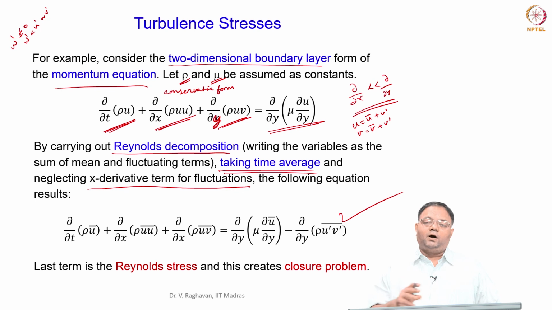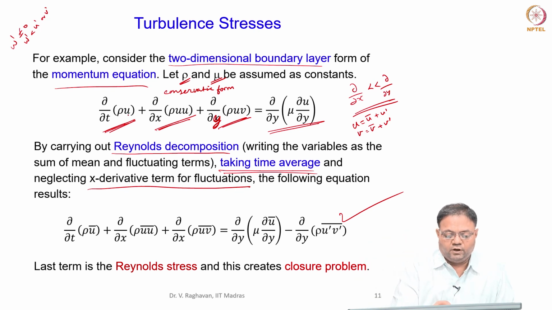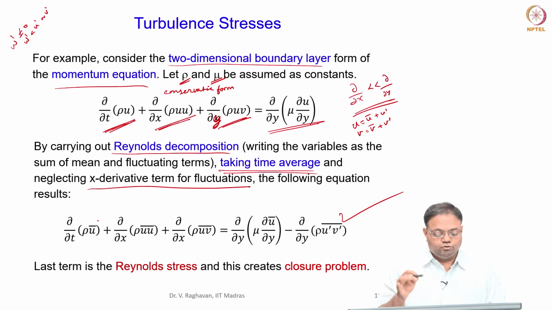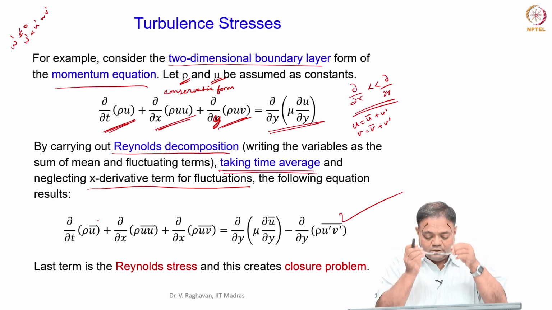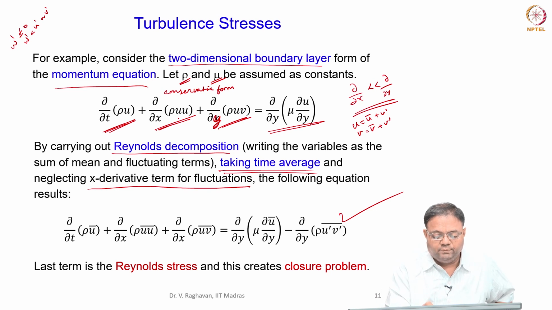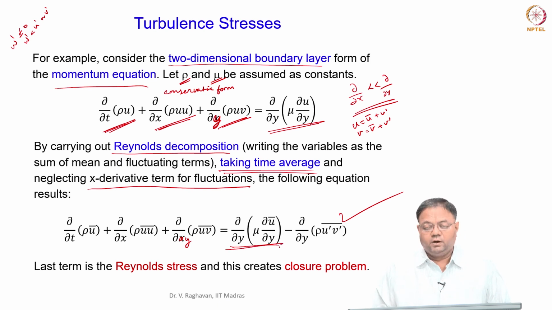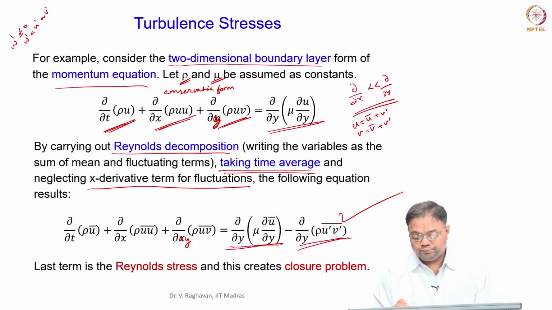So you can see that the overhead bar represents the mean value. So instead of rho u, I write rho u bar. So time derivative of rho u bar plus dou by dou x of rho u u. So it's the same term here, rho u u comes here, and please understand that there will be an additional term which is going to go to the other side basically. Then dou by dou y of rho u v. So here also you get the rho u bar v bar. So that will be equal to the momentum term, that is dou by dou y of mu into dou u by dou y, and the extra term, this is the extra term what we get.